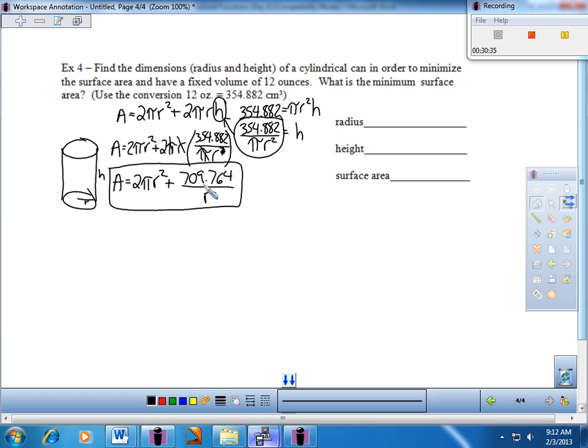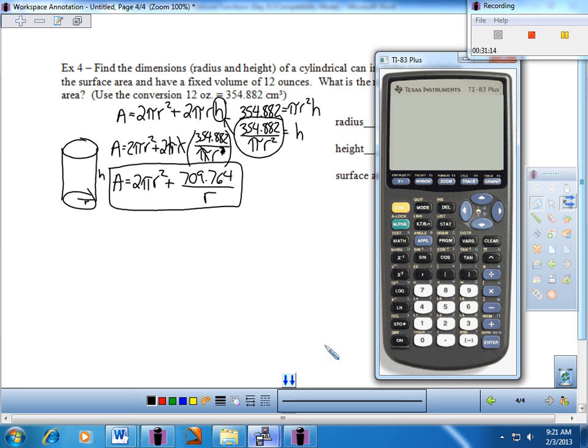So, please, this time especially, bring up your calculator and let's type it in. So remember what we have going on here. We have surface area in terms of radius. So the output represents our surface area and our input represents the radius. Let's go get them. I've got 2 times pi times x squared, and then plus, and then this big number right here, 709.764 divided by x.